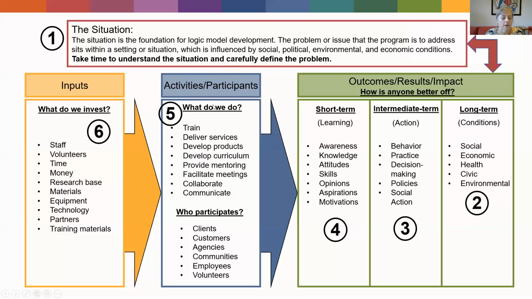Then we need to understand what inputs we need in order to accomplish these actions. What do we need to invest? What resources do we need in order to do our action plan? So that's the flow from right to left, of course, starting with the situation on top. So let's take a look at our outcomes, results, and impacts, as this is the next step in our design flow.